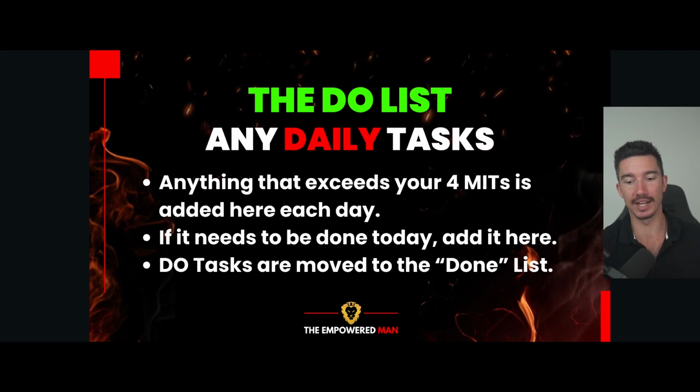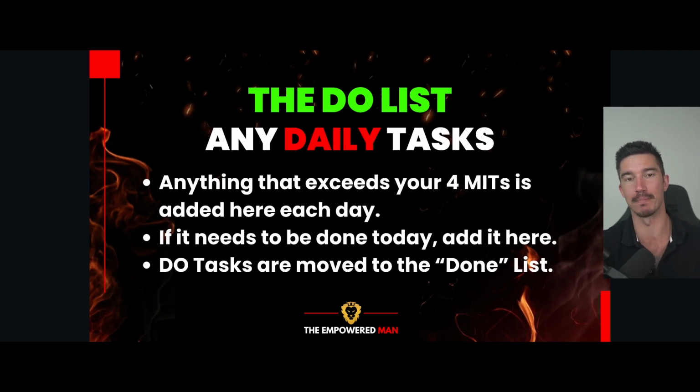Now, these do tasks are moved to the done list, and we do not get points for our done tasks, simply because you could game the system and get 1,000 points a day if you really wanted to cheat. So there's only 4 points for the most important tasks and no points for the do tasks. It's still a great place to track them.